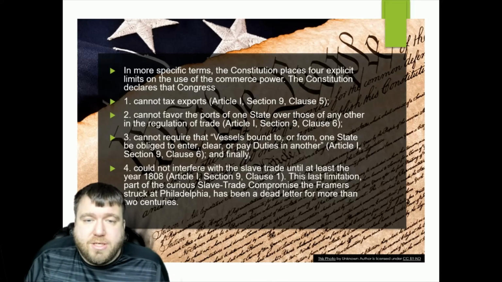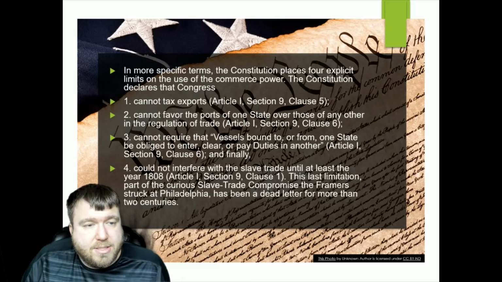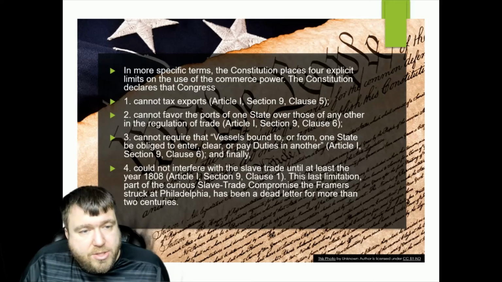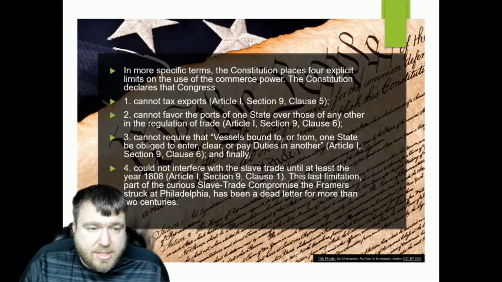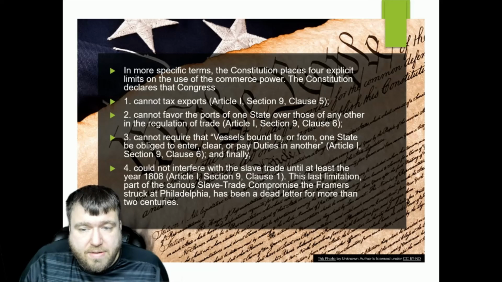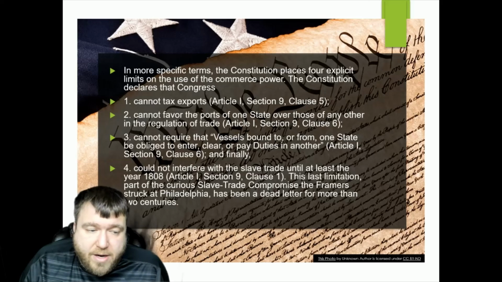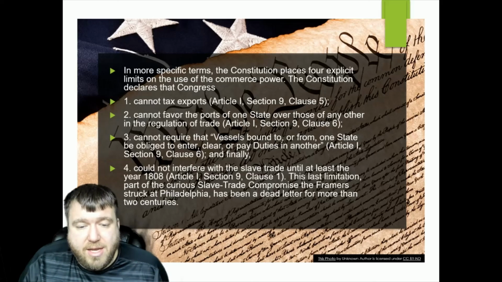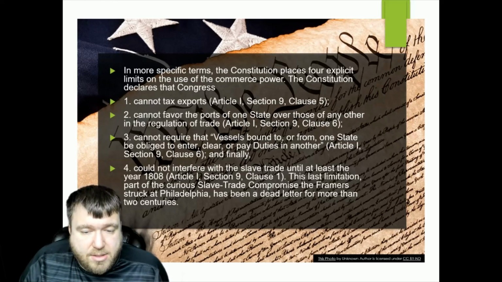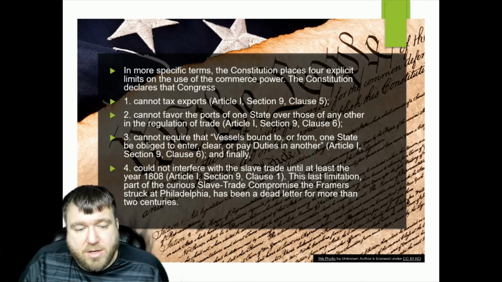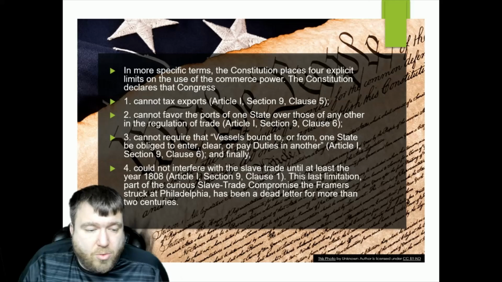In more specific terms, the Constitution places 4 explicit limits on the use of the commerce power. The Constitution declares that Congress, 1. Cannot tax exports. 2. Cannot favor the ports of one state over those of any other in the regulation of trade. 3. Cannot require that vessels bound to or from one state be obliged to enter, clear, or pay duties in another. And finally, 4. Could not interfere with the slave trade until at least the year 1808. This last limitation, part of the curious slave trade compromise the framers struck at Philadelphia, has been a dead letter for more than 2 centuries.